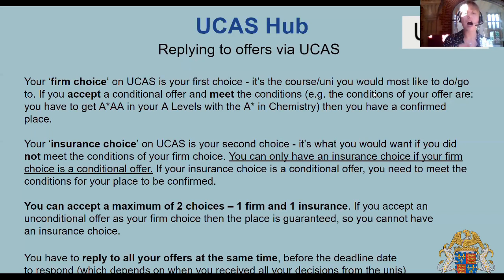You can accept up to two choices, so you can choose one firm and one insurance, basically. And if your firm choice that you accept is an unconditional offer of a place, i.e. there are no conditions outstanding that you are yet to meet, then your place is guaranteed, so you wouldn't have an insurance choice for obvious reasons.